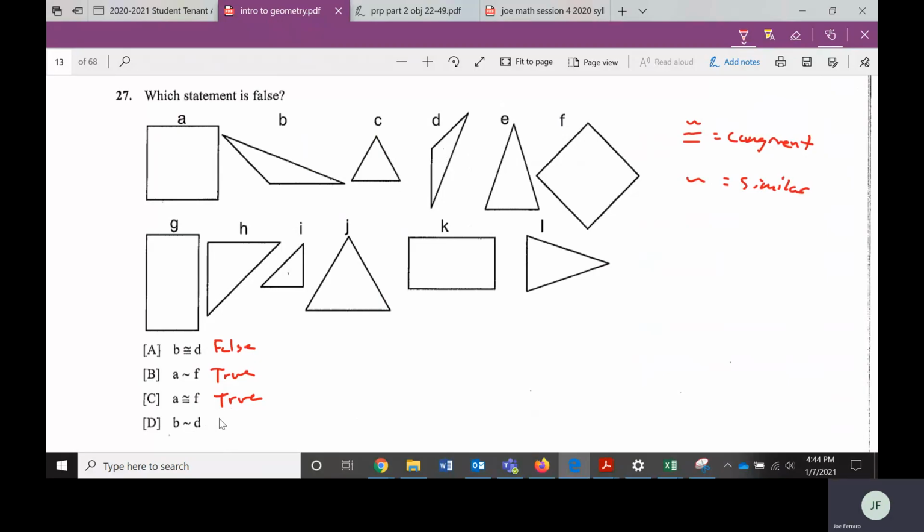So if I had to pick one without measuring here, the one that's false is B congruent to D. Those do not look like the exact same size.